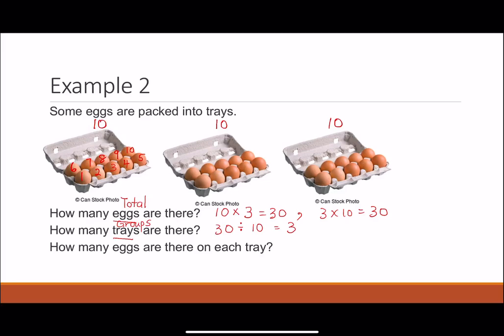And how many eggs are there on each tray? We know that there are 30 eggs in total, and we know that there are 3 trays or 3 groups. To find the number of eggs in each tray, we divide 30 by 3, which will give us 10. So what have we done again? We have found the family facts of multiplication and division. So how was it, boys and girls? Good? That's great.